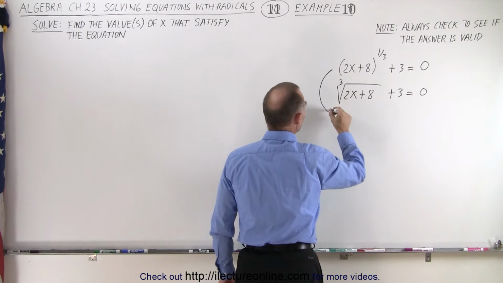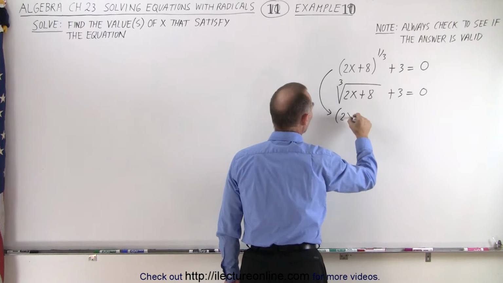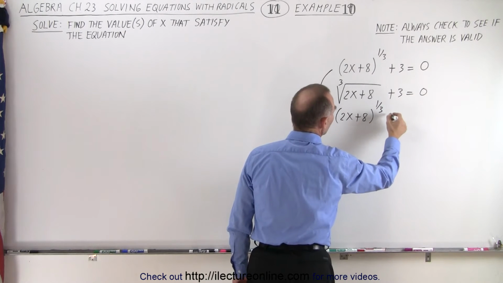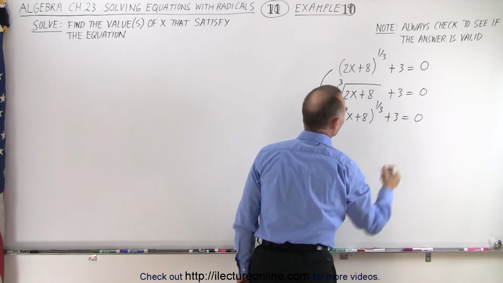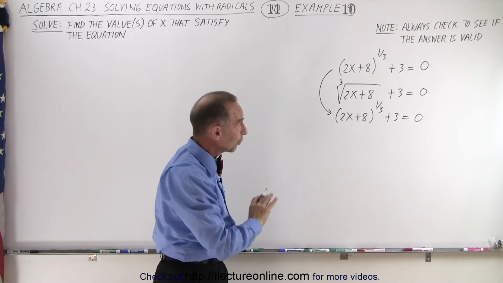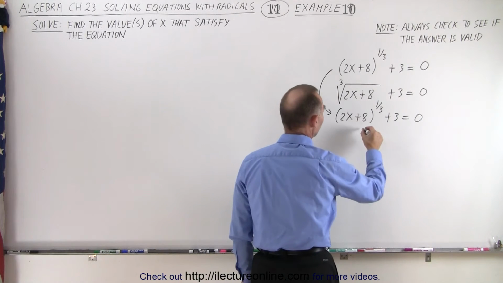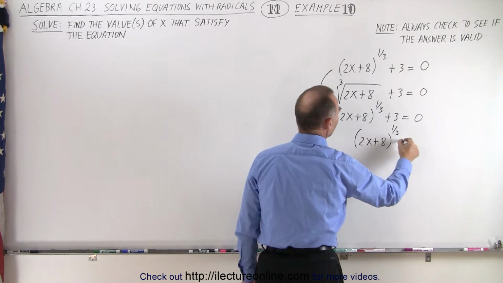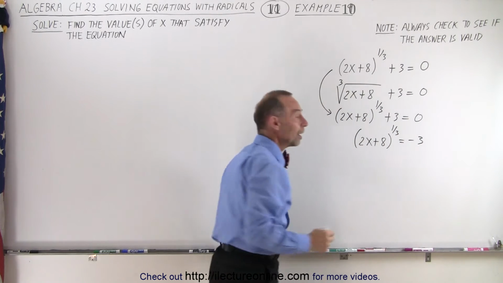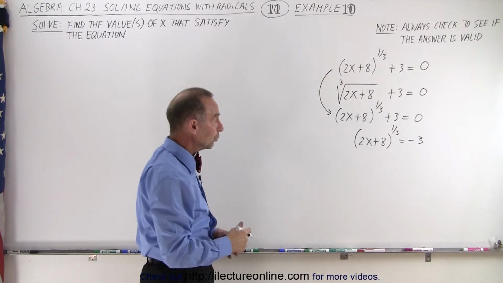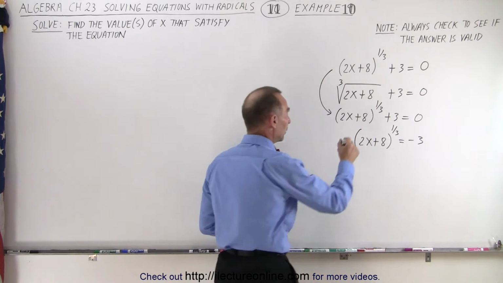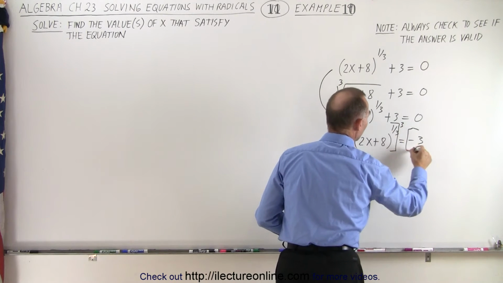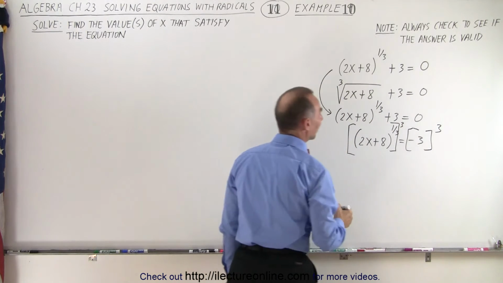So let's go ahead and move this back over here. So we write 2x plus 8 to the 1/3 power plus 3 is equal to 0. Now first we're going to move the 3 to the other side. That means on the left side we have 2x plus 8 to the 1/3 power is equal to -3. Now we do the same as before. We're going to raise both sides to the 3rd power. So we're going to cube the left side and we're going to cube the right side.